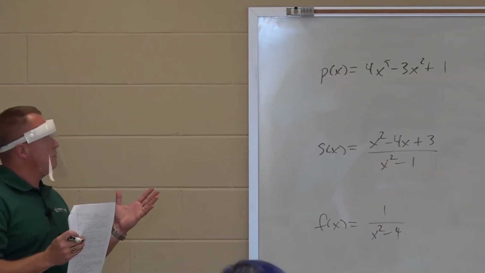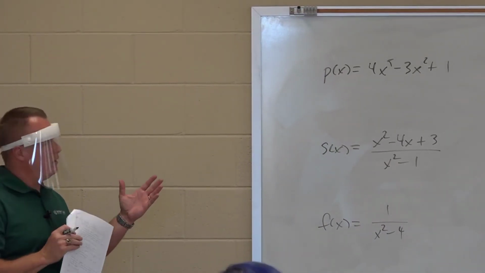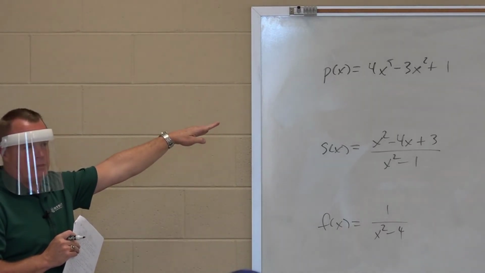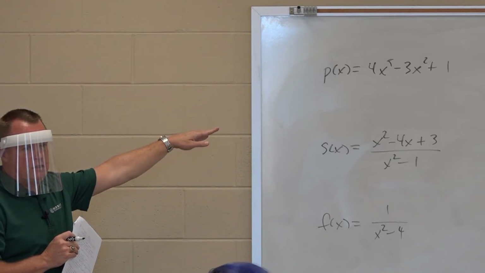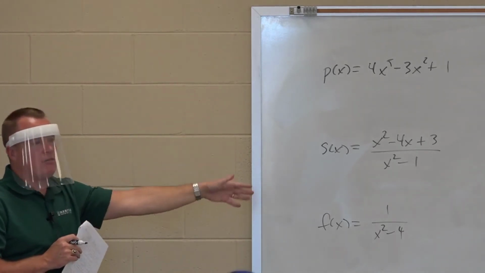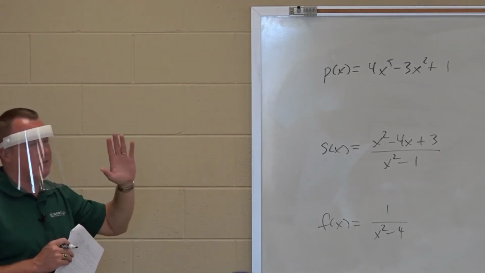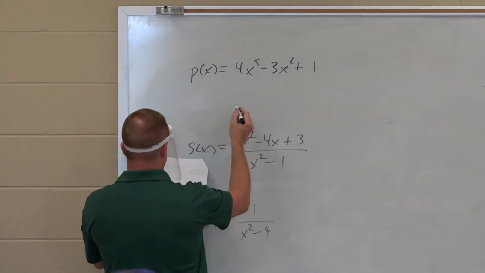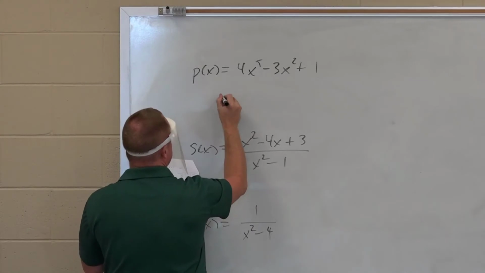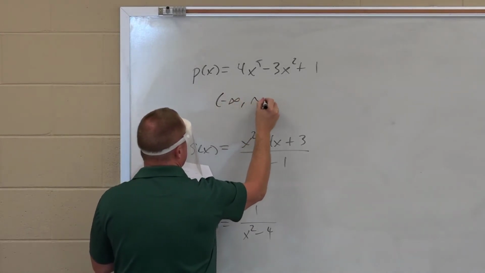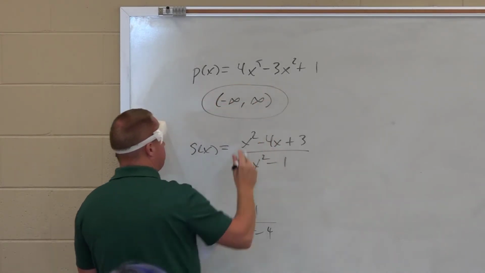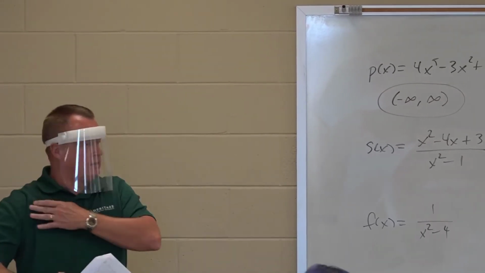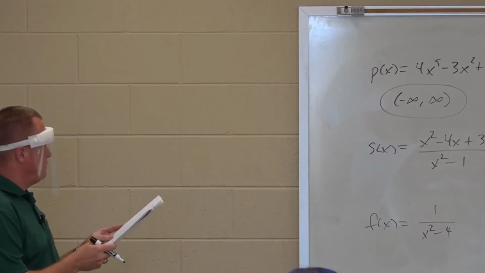So where is the function continuous? Okay, so p of x, that is a polynomial function. What's true about polynomial functions? They are continuous everywhere. Okay, there's no breaks in the graph, there's no asymptotes, any of that. So this one we would say is continuous from negative infinity to infinity. Domain is everything, and it's definitely continuous on all of those.